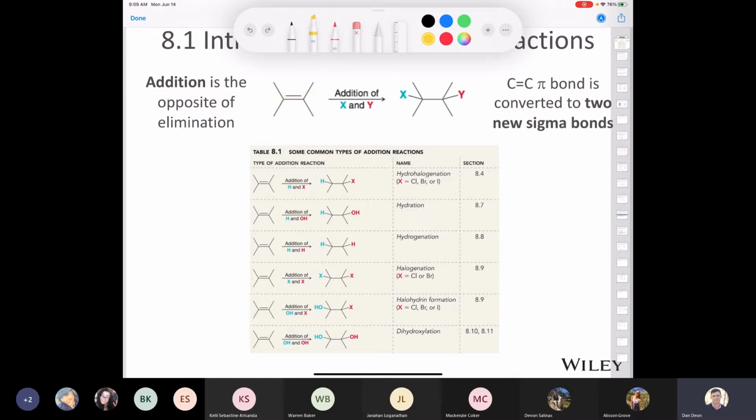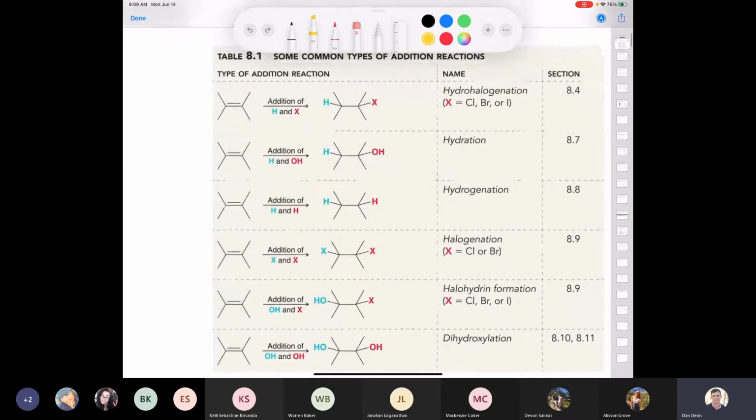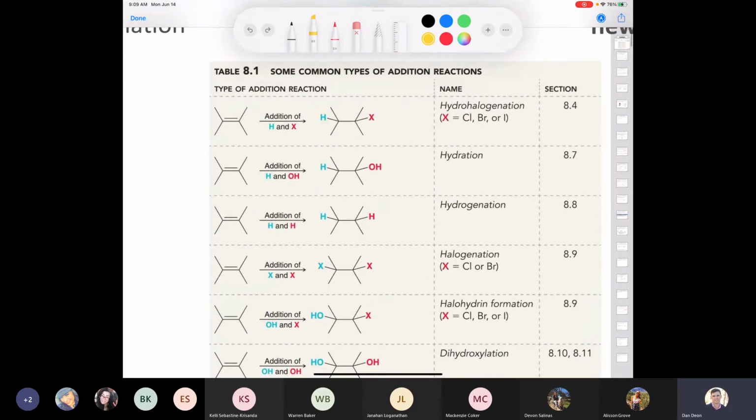What happens during an addition reaction is that the carbon-carbon pi bond is going to be converted to two new sigma bonds. They could be to two groups that are the same, X and Y could be the same, or they could be different. Now, this table here, table 8.1, just gives us a little introduction to the types of addition reactions we're going to look at. We'll look at them quickly here.